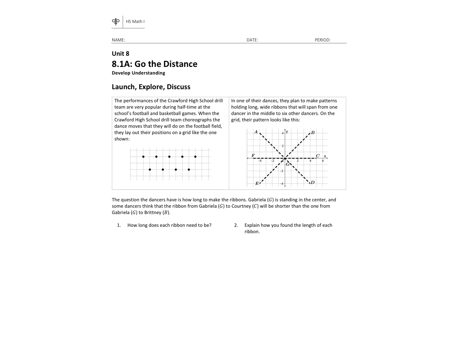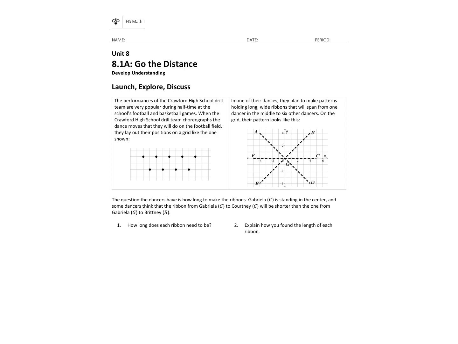This is the video for the 8.1a activity, Go the Distance. This is Unit 8, and in Unit 8, it is all about combining geometry and algebra, so connecting those two. We're introduced to the Crawford High School drill team. That's the group that this activity is based on.